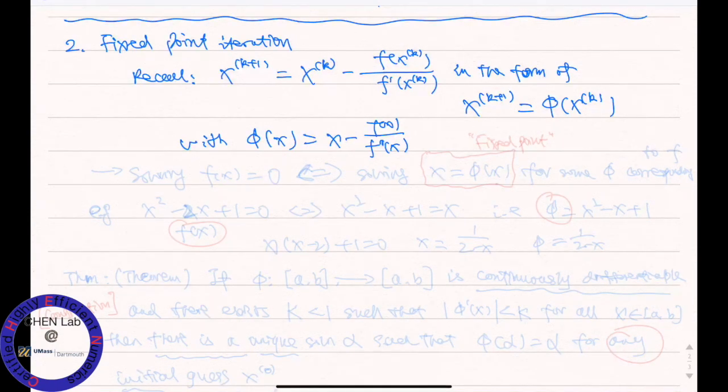So what we observed is that solving f of x is equal to 0, solving for some roots or zeros of a nonlinear equation, is equivalent to solving x is equal to phi of x for some phi corresponding to f, of course.